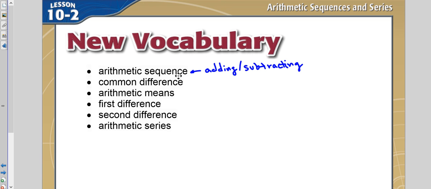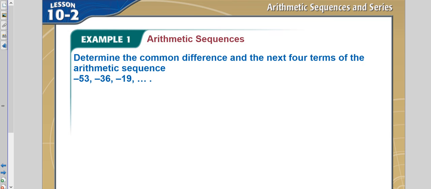And arithmetic series, I don't know if I ever clarified in the last video what's the difference between a sequence and a series. A sequence would be like the values 1, 3, 5. Whereas a series would be like 1 plus 3 plus 5, where you're adding the whole list of values together to come up with a final value. So that's kind of the difference you'll see. So let's look at arithmetic sequences.